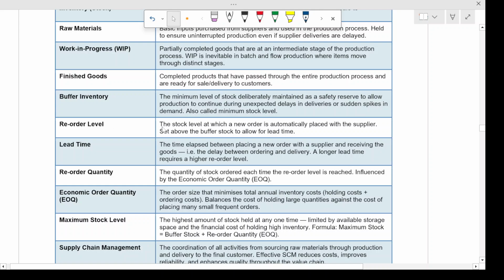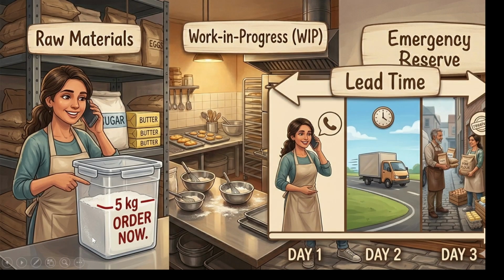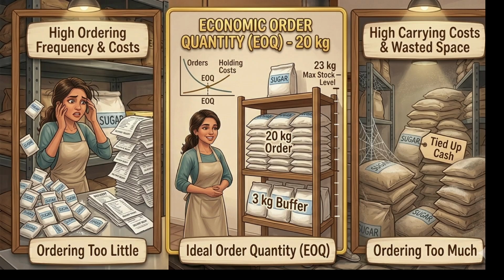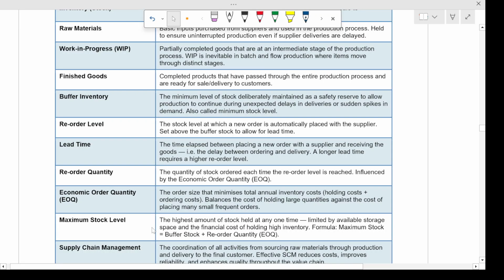The reorder level, the stock level at which a new order is automatically placed with the supplier. This is set above the buffer stock to allow for lead time, as is shown here. The reorder level for sugar is 5 kilograms for Zara, even though her buffer is 3 kilograms, you can see it here. The buffer is 3 kilograms, however, the sugar is 5 kilograms set at reorder level. This means that the reorder level will always be set above the buffer stock. All right.